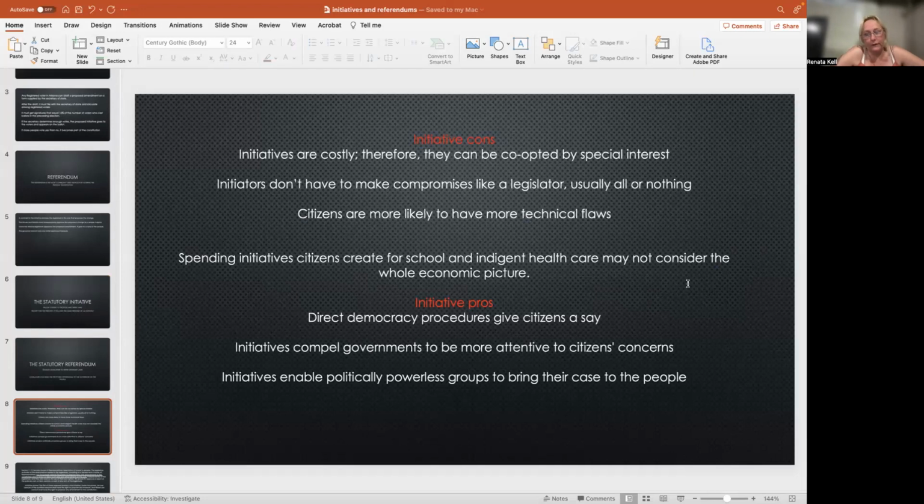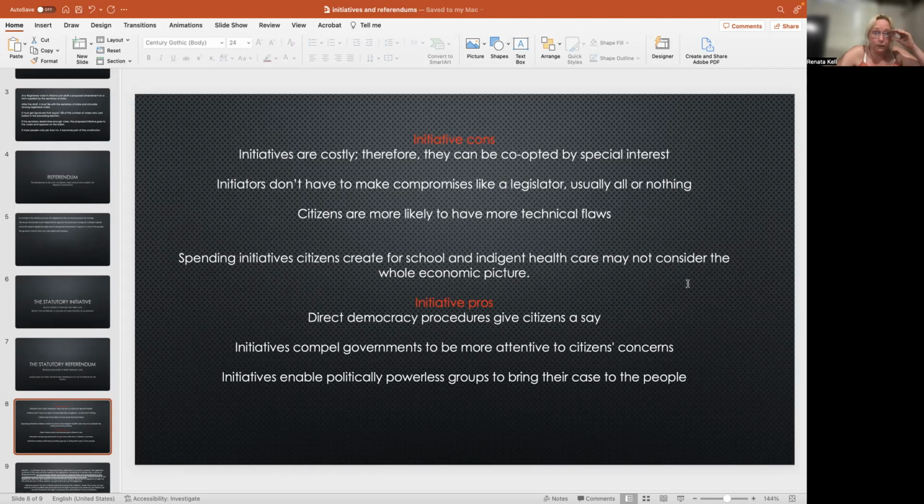So some cons of initiatives that have been pointed out are that initiatives are costly, therefore they can be co-opted by special interests. The grassroots campaigns have a harder time getting initiatives on the ballots because they're not well funded. They're smaller groups. They don't have the money for the marketing. And once citizens do this, it's all on their own dime. The legislators don't help with the legal processing. They don't help with the making up of the wording. It's all done by the citizens.